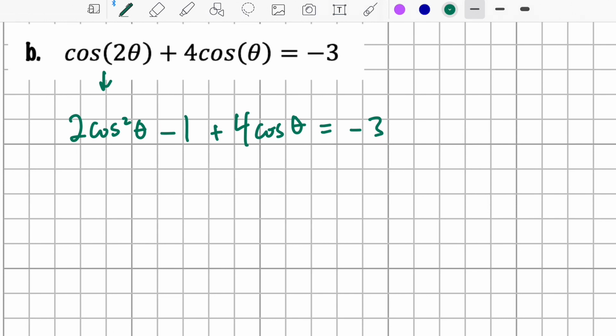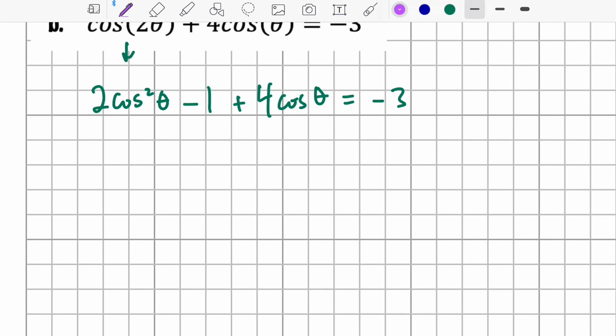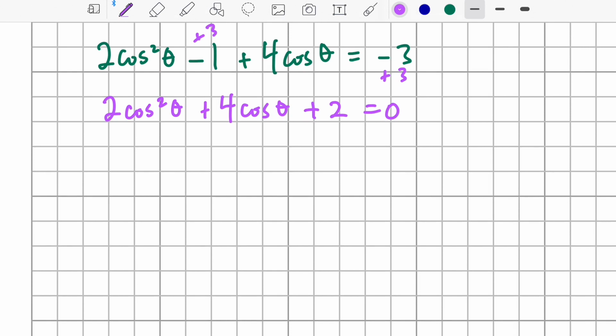So again, it looks like a quadratic to me. That means I want to set it equal to 0 and put it in descending order. What I mean by that is I want my cosine squared to be first. So 2 cosine squared theta, and then plus 4 cosine theta. And when I add the 3 to the other side, that's going to give me a positive 2 equals 0. So now, before we do the x factor, I notice that I have a 2 in front, a 4 in front, and a 2.